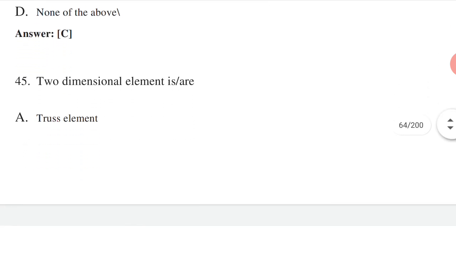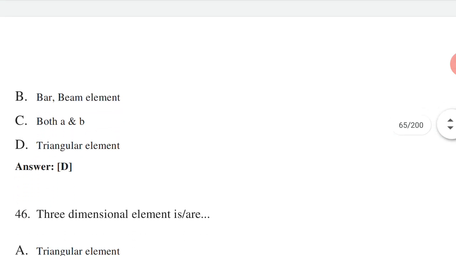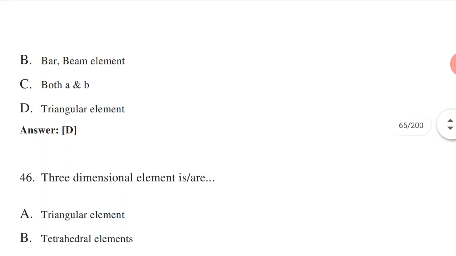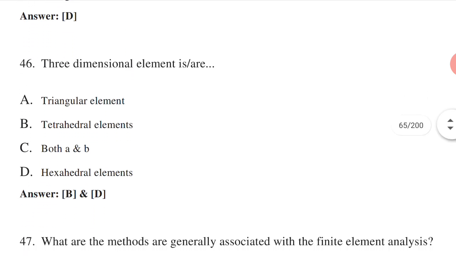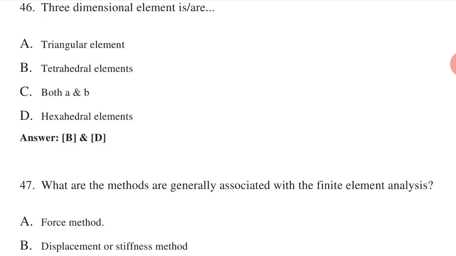Then the 2 dimensional element is, here we can say, the triangular element, because we know that truss element, bar element, beam element are one dimensional elements. So, the triangular element is the 2 dimensional element. Okay. Then next one is, we have to recognize the 3 dimensional element over here. See, the triangular element is a 2 dimensional element. Then the tetrahedral element is the correct answer. Again we have the hexahedral element, which is also a 3 dimensional element.